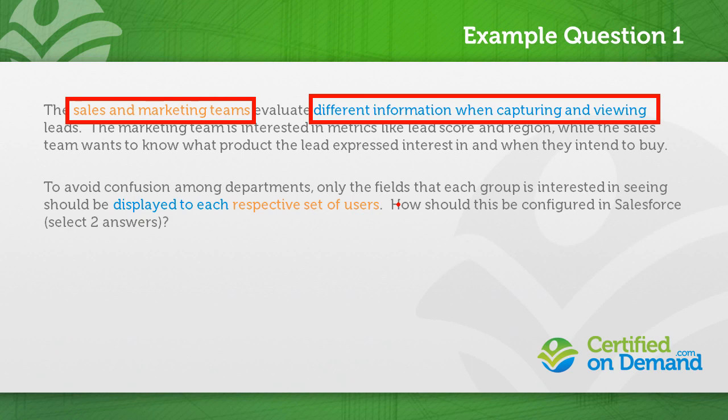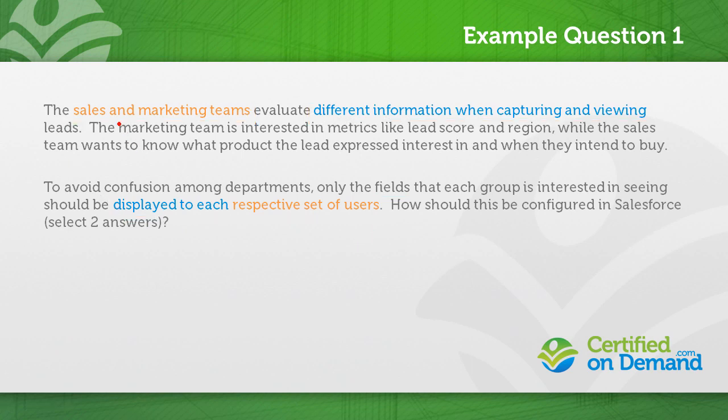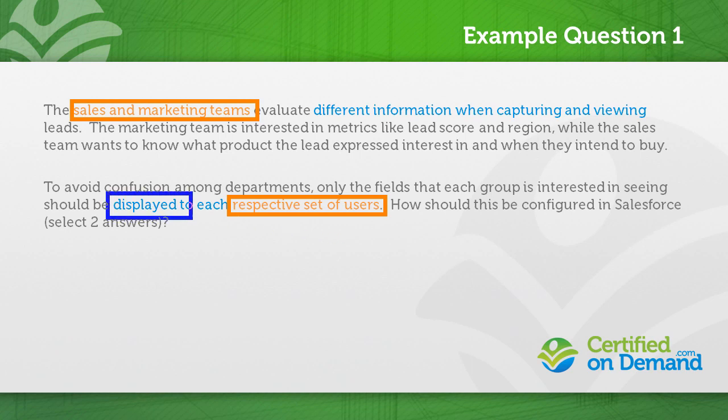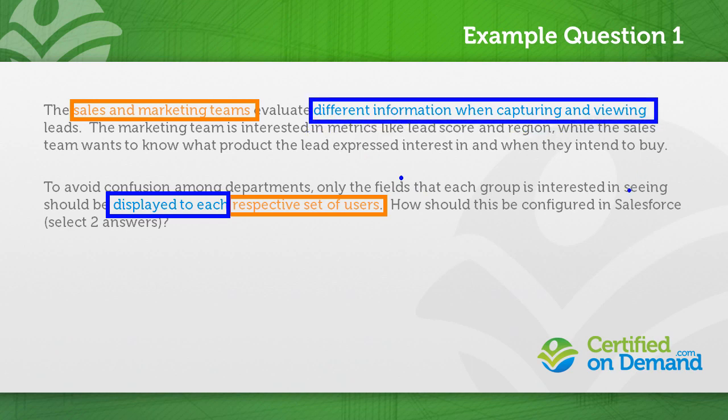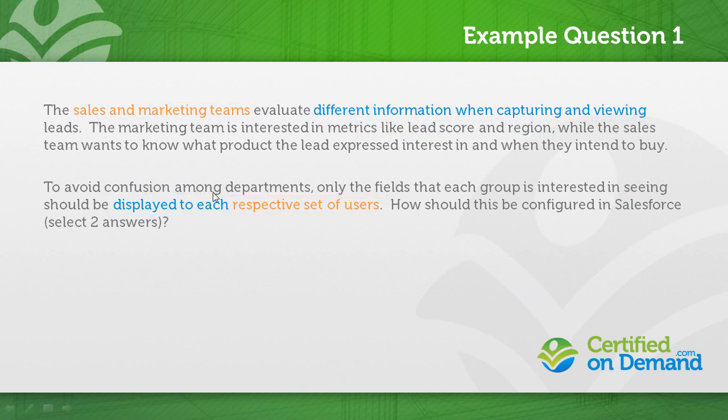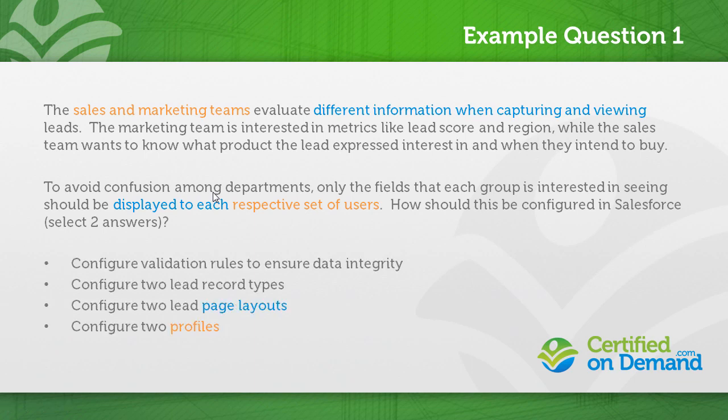And so at the bottom, only the fields that each group is interested in seeing should be displayed to each respective set of users. So if we line up these fields here, in orange we have the sales and marketing teams, we have the respective set of users, and then in blue, we're saying very specifically that only the fields should be displayed to each set of respective users. And so let's look at the answers.